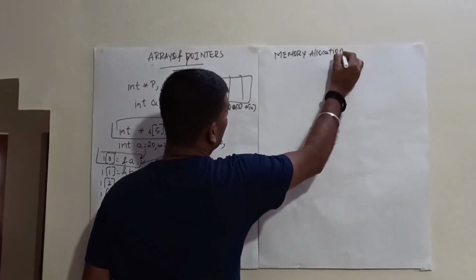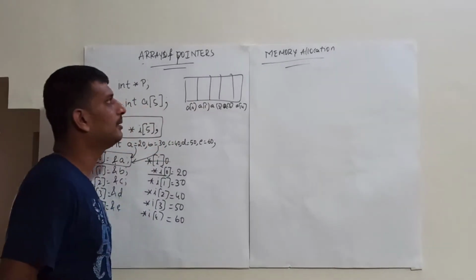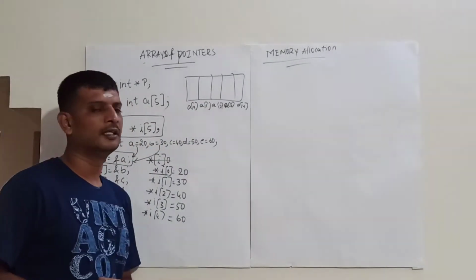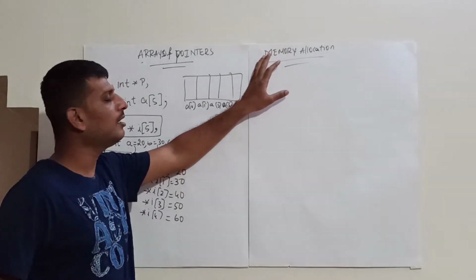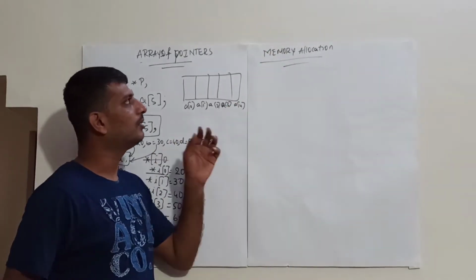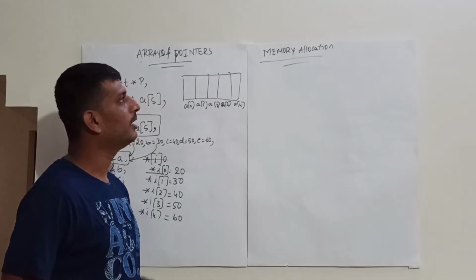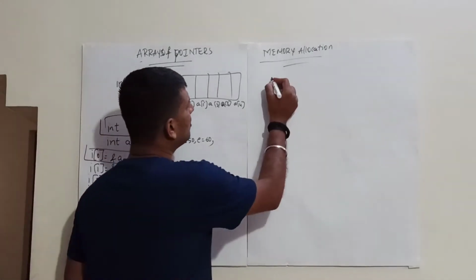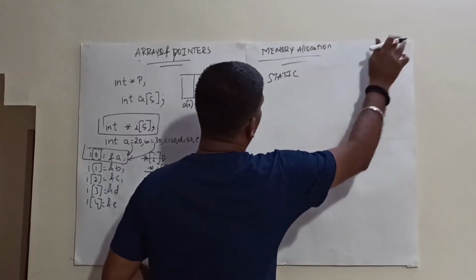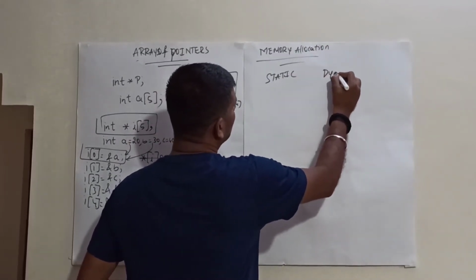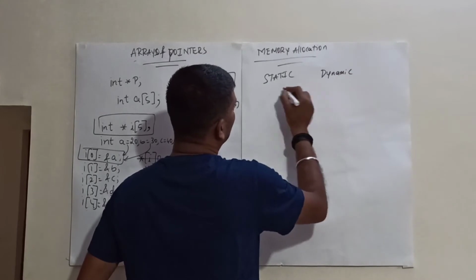So this is an important topic. I will be getting this particular concept for 2 marks. That is, what are the different kinds of memory allocations that are available. There are totally 2 different kinds of memory allocations available. One is called the static allocation, and another is called the dynamic allocation.